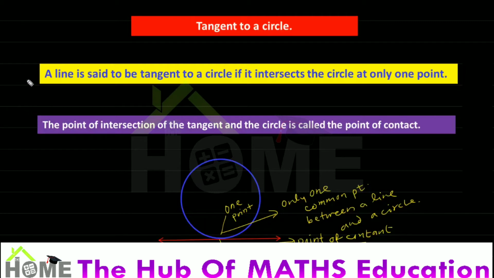So two things you have to remember: a line is said to be a tangent to a circle if it intersects the circle at only one point, and secondly, the point of intersection of the tangent and the circle is called the point of contact.